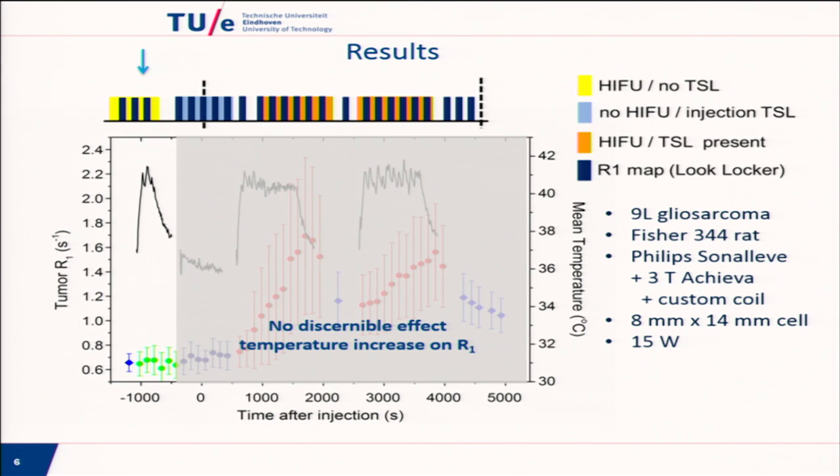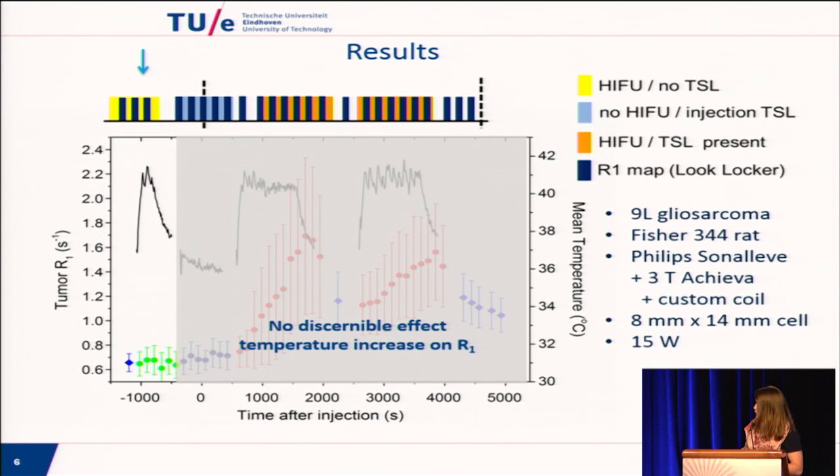So I'll walk you through an experiment. Here you have the temperature on the right side, which is the black line at the top, and here at the bottom you see the average relaxation rate of the tumor. First of all, we wanted to know whether the temperature influenced the relaxation rate. Well, it does, but in our case it's really minor.